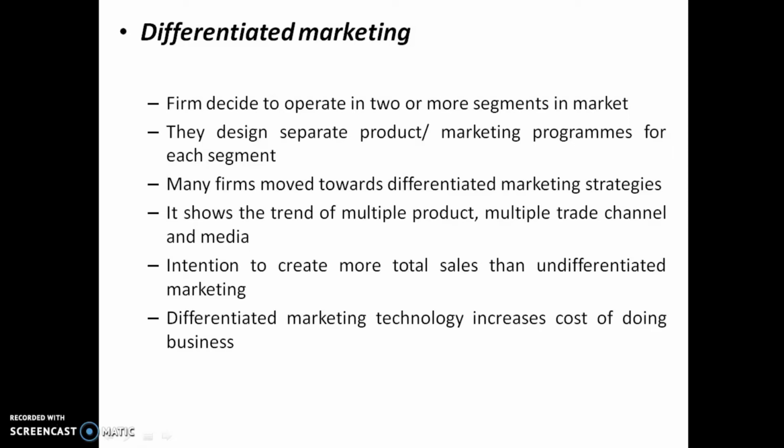Earlier, it was undifferentiated marketing. That is, a mass marketing concept was there. Now, people have moved to different types of markets and different types of products, and they handle different segments at the same time, to increase sales and brand production. So, they have to move forward to differentiated marketing. It shows the trend of multiple products, multiple trade channels and media. The intention is to create more total sales than undifferentiated marketing.